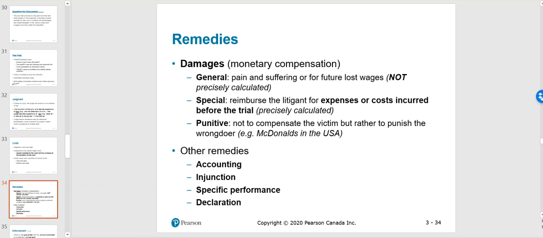So those are damages, and in most lawsuits the plaintiff will be seeking damages, monetary compensation. Usually special damages, in some circumstances general, and in very few circumstances punitive damages as well, mostly in consumer transactions, for example. Other remedies are accounting, injunction, specific performance, and declaration. Those other remedies are equitable remedies. They come from the courts of equity we discussed last week, last chapter. We don't have those courts anymore, but those remedies are still there. You can read more about those remedies, but we'll see them again in chapter 9, and I'll explain more.